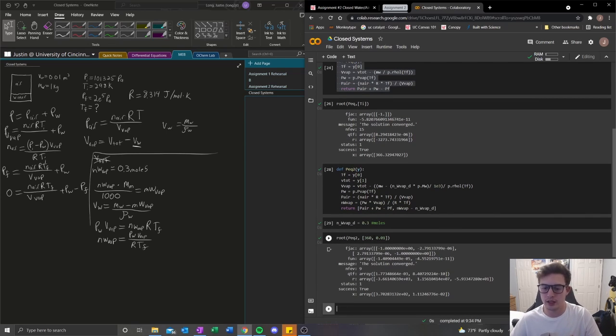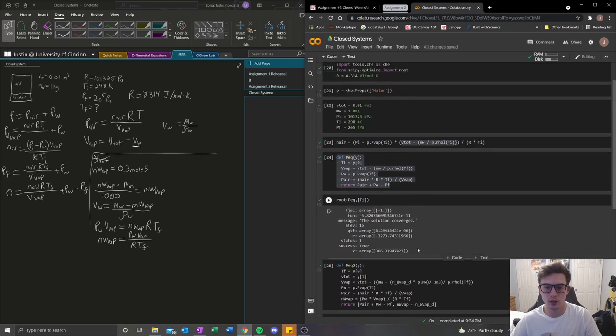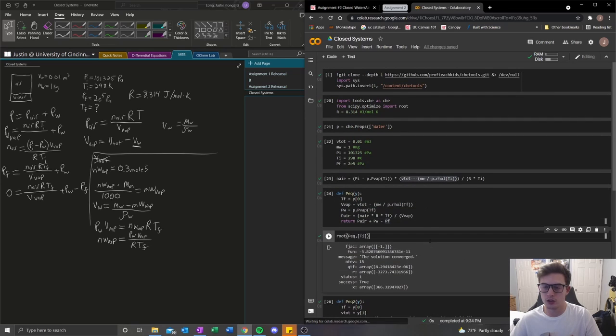And we see that the solution converged, which means we got our value. The final temperature was 370, which was pretty far off from our 298 guess, so it makes sense that it didn't converge originally. We also see that the volume stayed pretty much exactly the same. So we have finished. Thanks for watching.